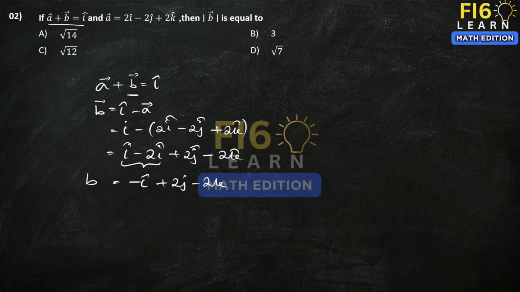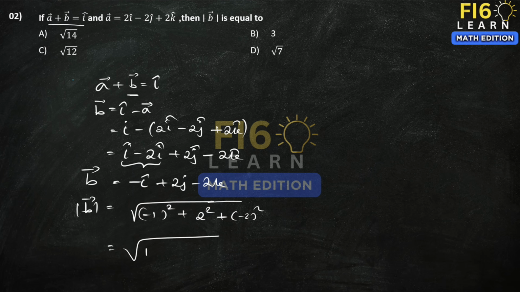So this is the required b vector, and we need to find the magnitude of this b vector, so we will get minus 1 square plus 2 square plus minus 2 square. So the result will be 1 plus 4 plus 4, we will get root 9. Its value is 3. So option B.